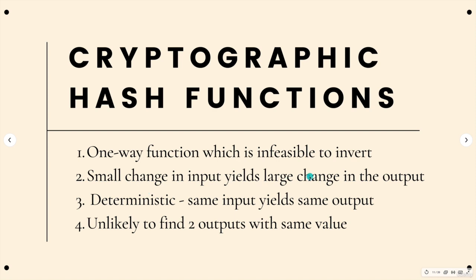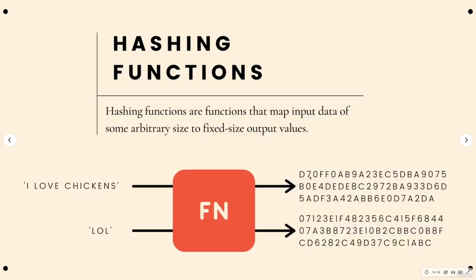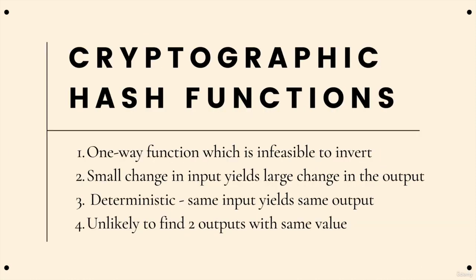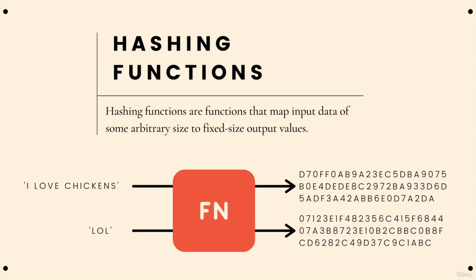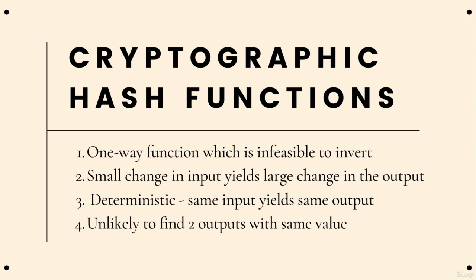Also, a small change in an input should yield a large change in the output. It goes along the same lines, right? I shouldn't be able to guess I love chickens yields this. I should not be able to guess what I love chicken will yield. They shouldn't be connected. And then also, it should be unlikely to find 2 outputs with the same value. We want to avoid collisions whenever possible. Mathematically, with these hashing functions, it is possible to have collisions, of course, but the probabilities are so low that we really don't need to worry about it. Anyway, those are the basic rules of cryptographic hash functions.